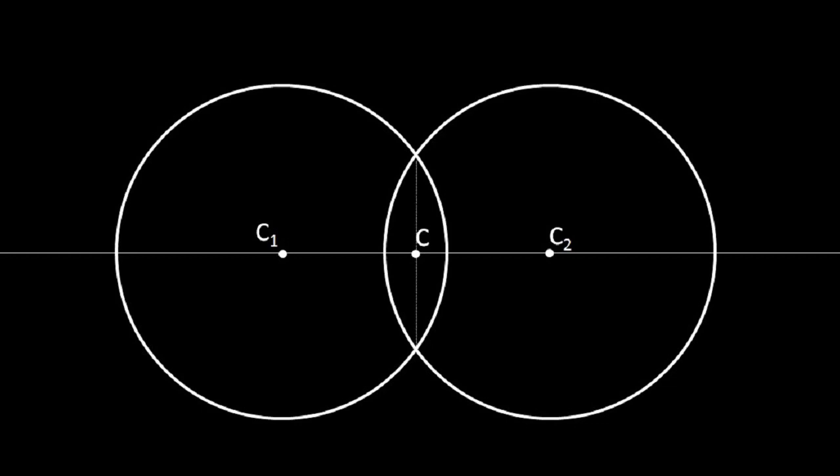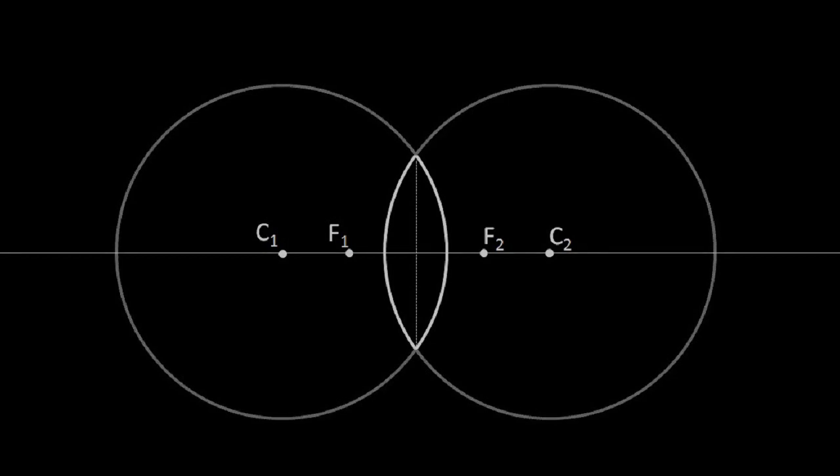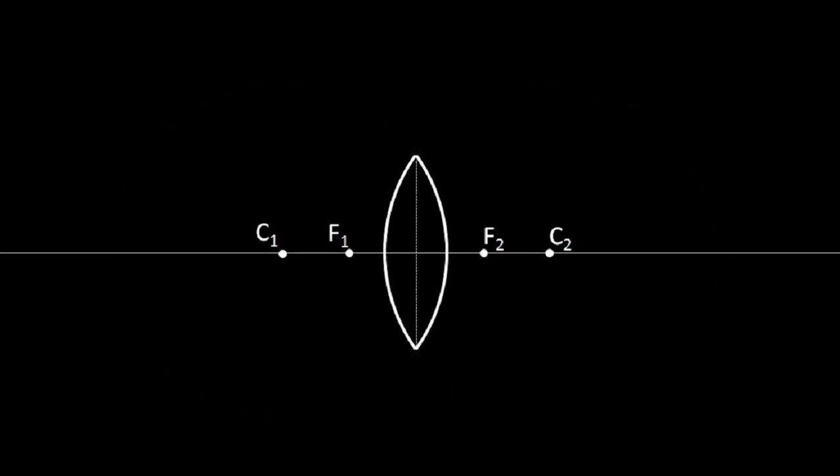This is the edge of the lens. The midpoints of the optical center and the centers of both the spheres are called foci. On one side it is focus f1, on the other side it is focus f2. Now when we use the overlapped region of the two spheres only and every other part is taken off, we get a lens.